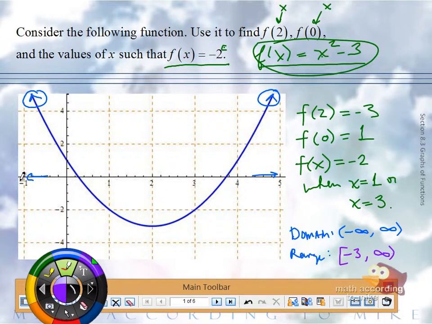So domain is left to right. How far left to how far right the graph goes. Watch out for arrowheads. Range, bottom to top. How far down the y-axis to how far up the y-axis goes.